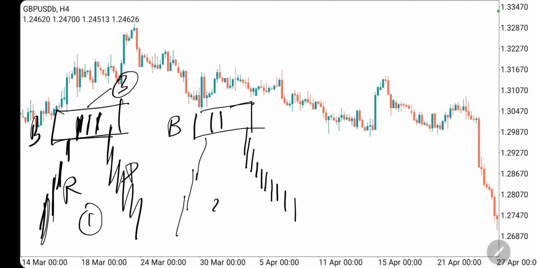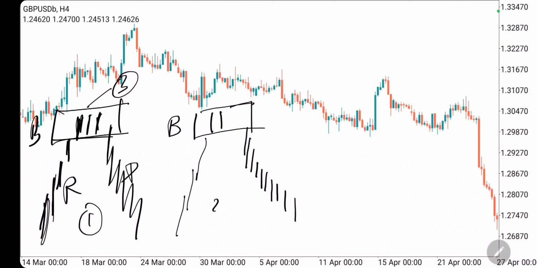Now which of these supply zones has the higher probability of success? The supply zone that has the highest probability of success and strength is number 3. Why? Because there are fewer candles at the base. That is to say the market spent lesser time at the base, and hence if price should come back, there's a higher probability that the market is going to sell from that zone. Number 2 also has a higher probability than number 1. The more time price spent, the more candles formed at the base, the lesser the probability of success.